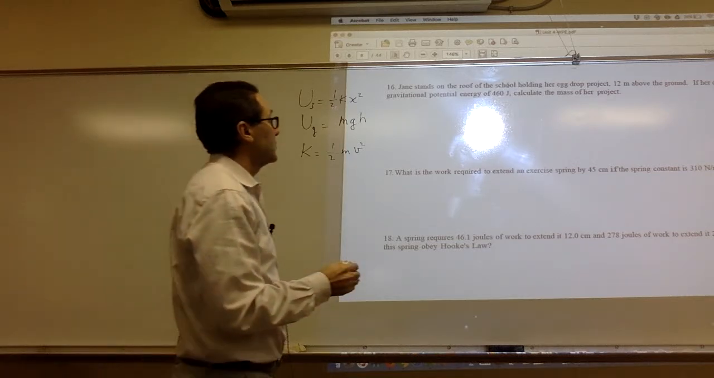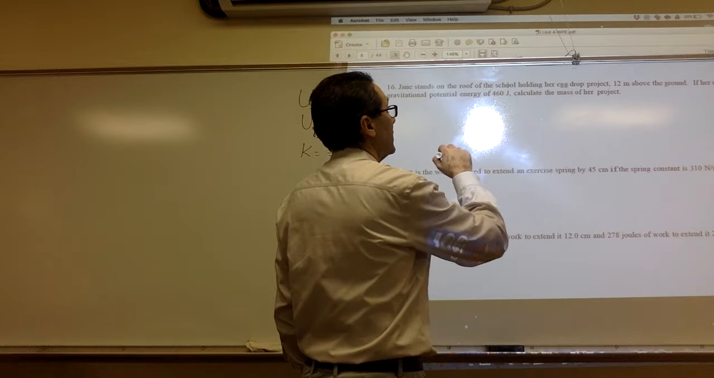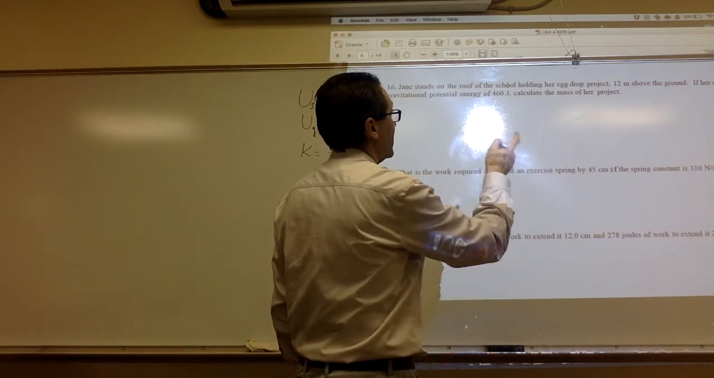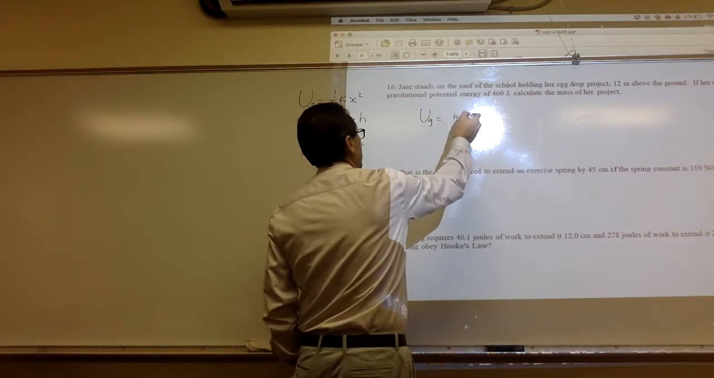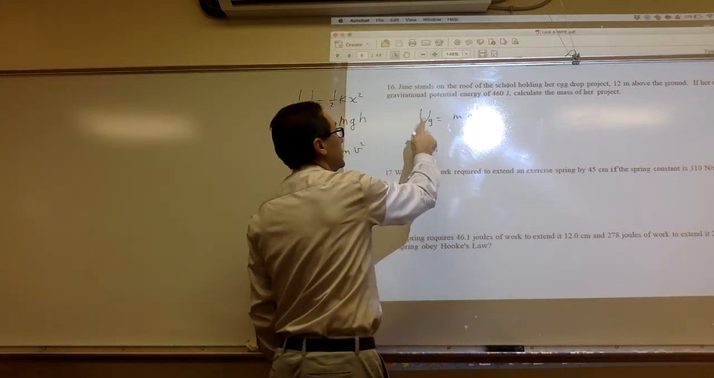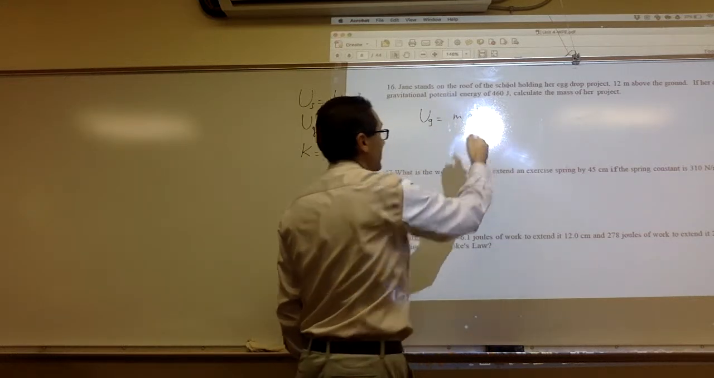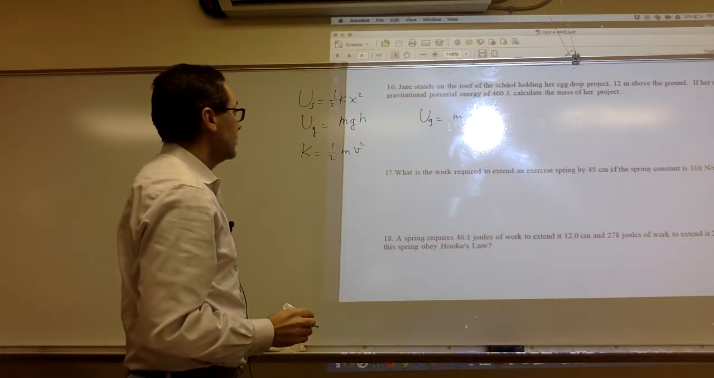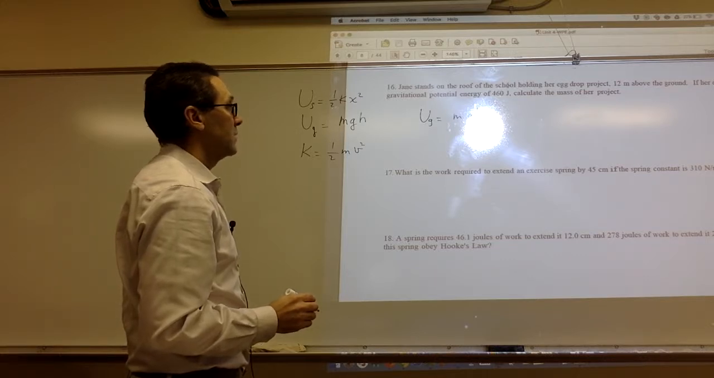Jane stands on the roof of school holding her egg drop project. We're going to do an egg drop project later. If her device has a gravitational potential energy of 460, calculate the mass of the project. Well, this is too easy. 460, we need to find the mass. This is 10, the height is 12. That's a simple equation.